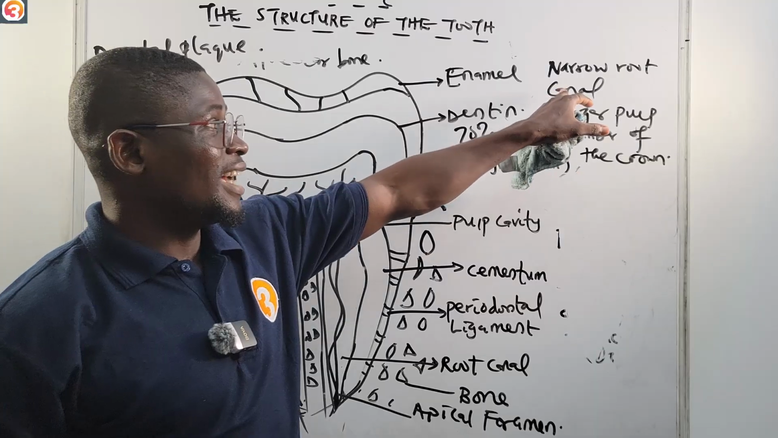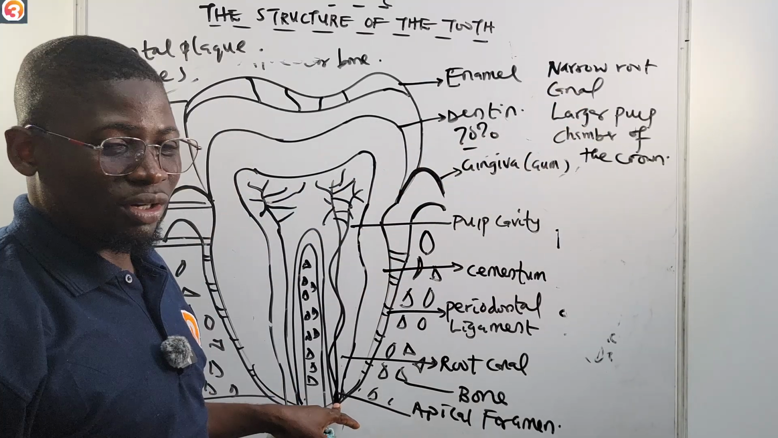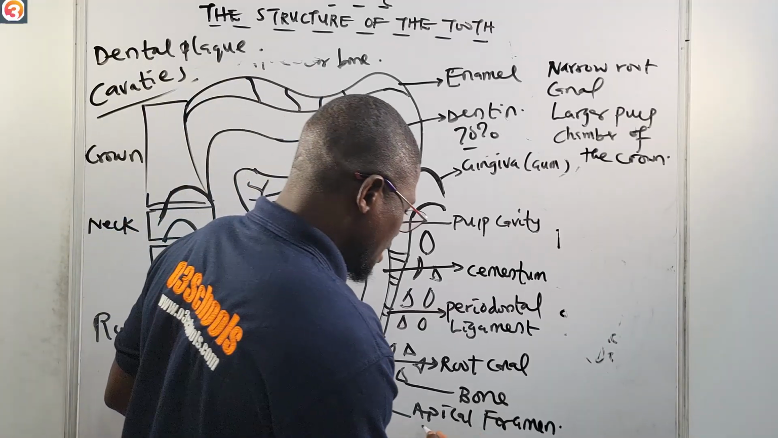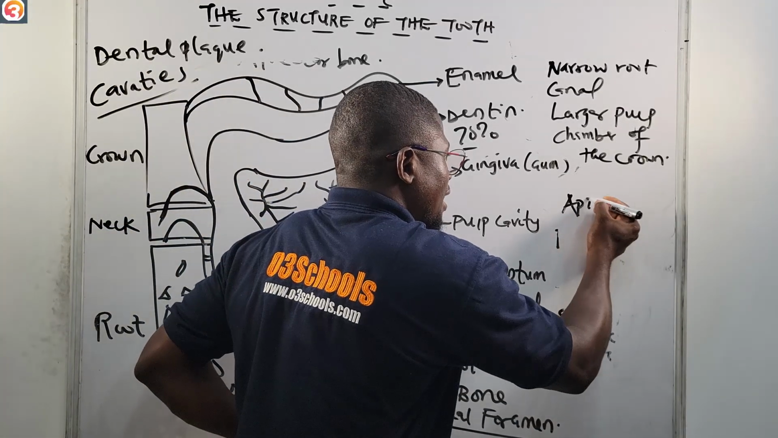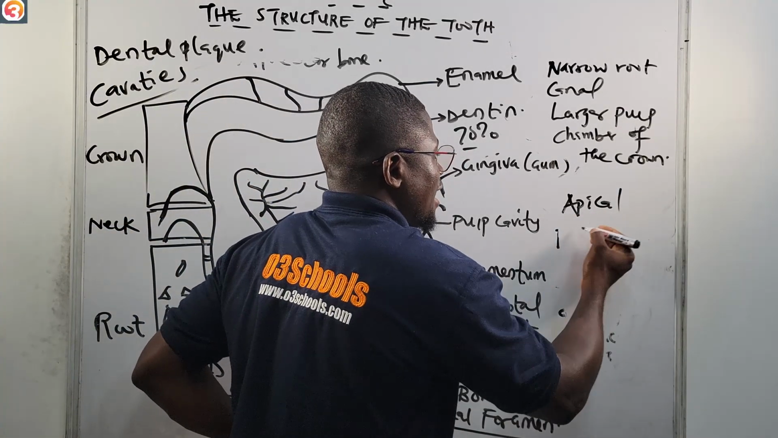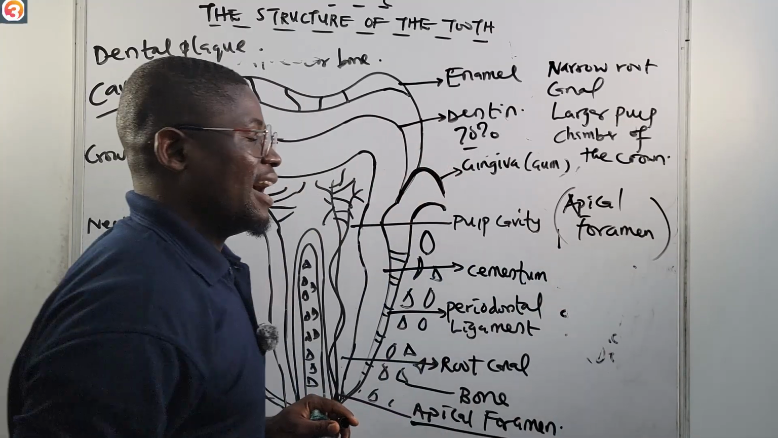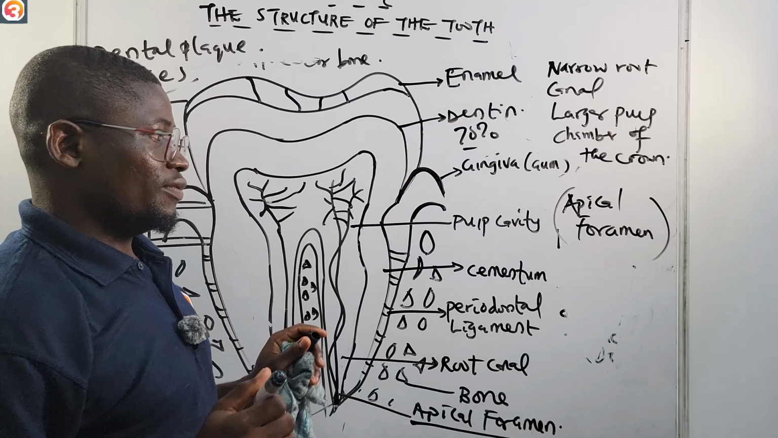So the narrow root canal originates from a small hole in the root of the tooth, that we call the apical foramen. That's the apical foramen here. Apical, A-P-I-C-A-L, foramen. Called the apical foramen, all right? So please take note of that also.